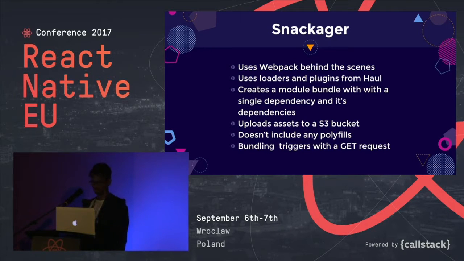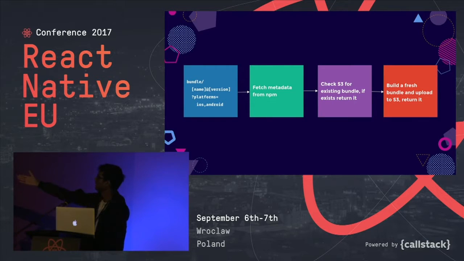And Snackager then creates a bundle with all its dependencies, but it excludes React Native from the code. It does not include React Native or React. So we exclude some stuff. And it does not include any polyfills or anything. It's basically a server running remotely. You send it a GET request, and it gives you a package. This is how it is. So this is the API: bundle / name @version, and then you pass the platforms you want to build for.